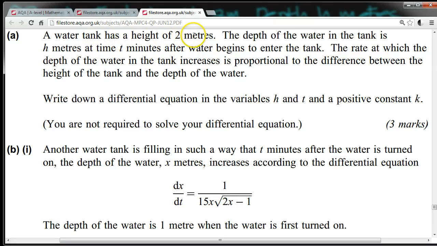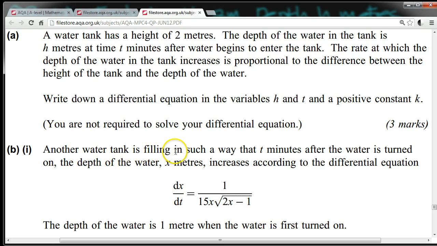A water tank has a height of 2 meters. The depth of the water in the tank is h meters at time t minutes after water begins to enter the tank. The rate at which the depth of the water in the tank increases is proportional to the difference between the height of the tank and the depth of the water. Write down a differential equation in the variables h and t and a positive constant k. You are not required to solve your differential equation.